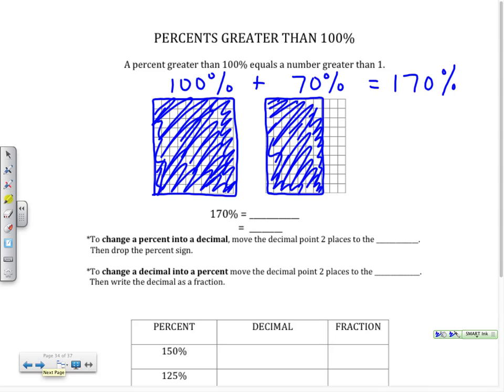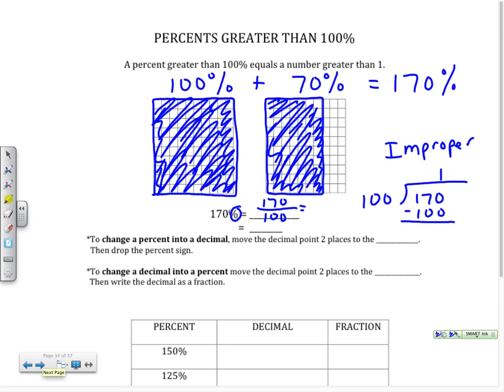How do I write that as a fraction? Well, anytime you have a percent sign, it's that number, 170 over 100. Now, if we look at this, we know this is improper. We can't have a numerator that's greater than a denominator. So we have to divide the numerator by the denominator in order to change that to a mixed number. So 100 goes into 170 once, and you subtract and get 70. Our remainder becomes our numerator, and the denominator stays the same. So 170 over 100 is the same as 1 and 70 hundredths.